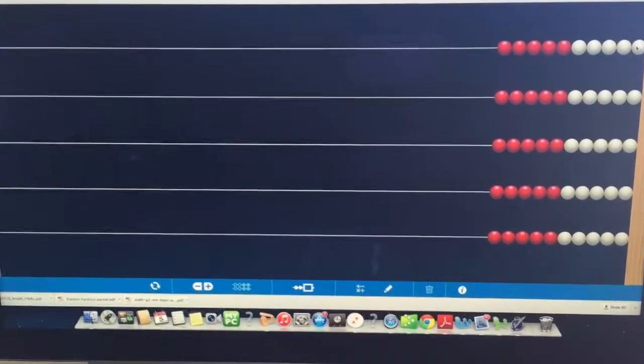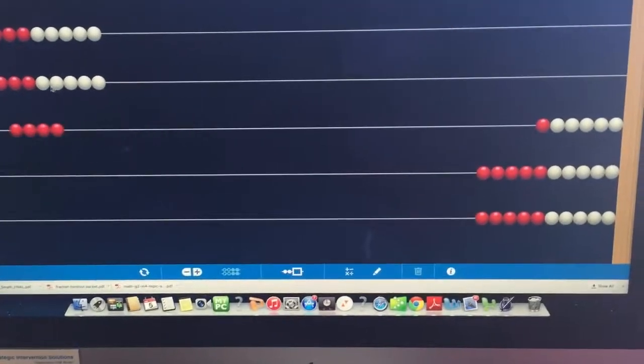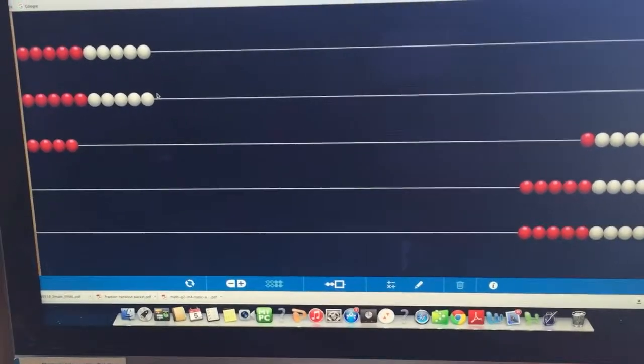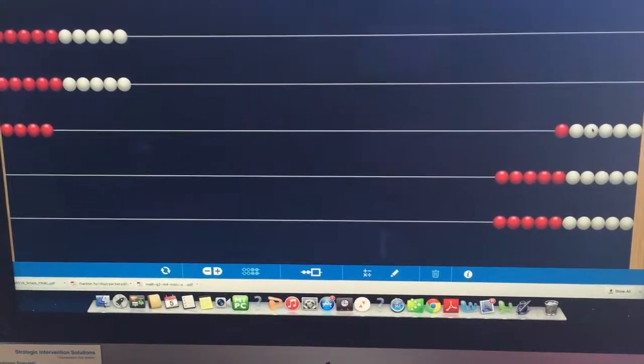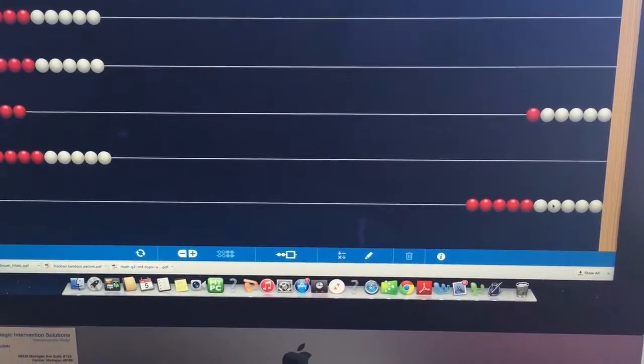So on the first row, we're going to go ahead and add the first addend. Our problem is 24 plus 17. So we have 24 here at the top, leaving this row empty. On the next row, we're going to build the other addend, which is 17.